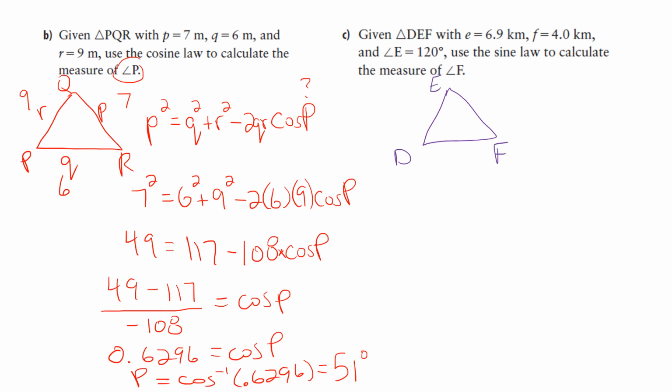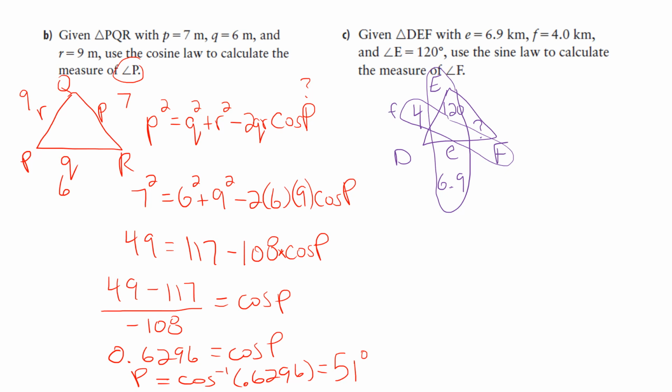So we've got triangle DEF. We've got side E being 6.9, side F being 4, and angle E being 120. So we can see right away how we have our full ratio here, the 120 and the 6.9, and we're trying to find angle F, and so that is going to be our other fraction.